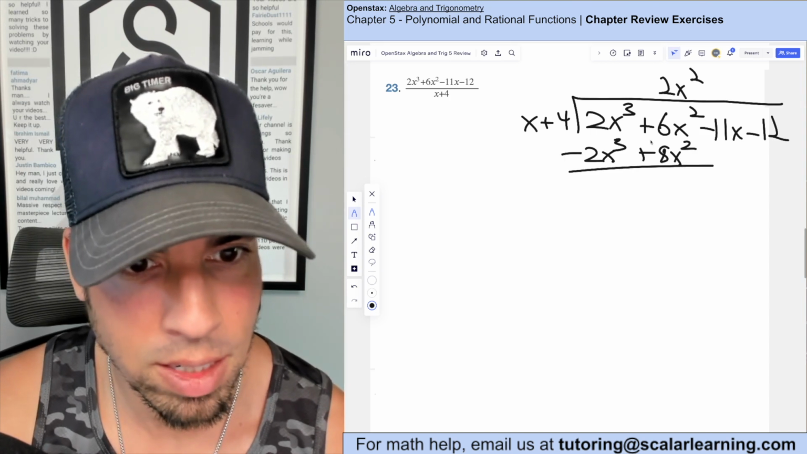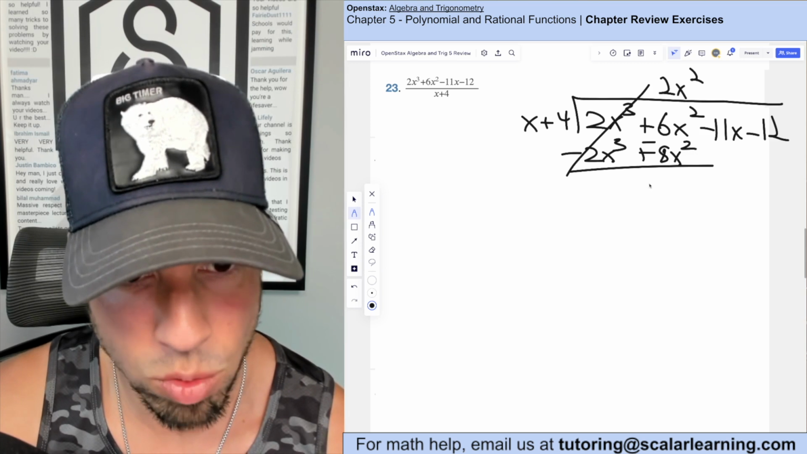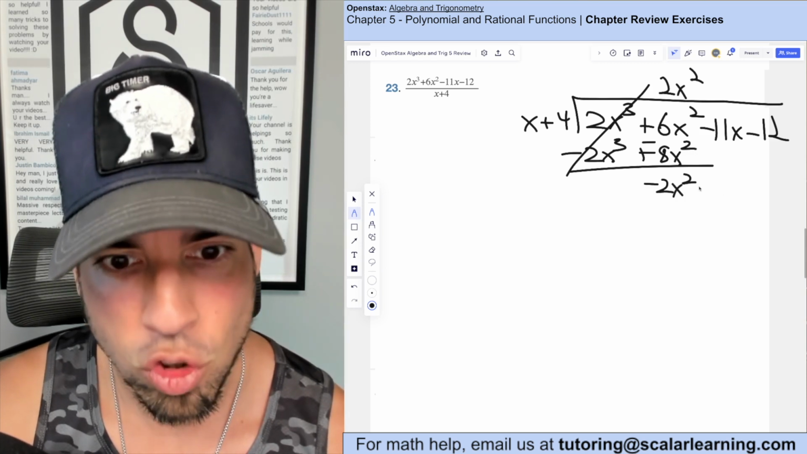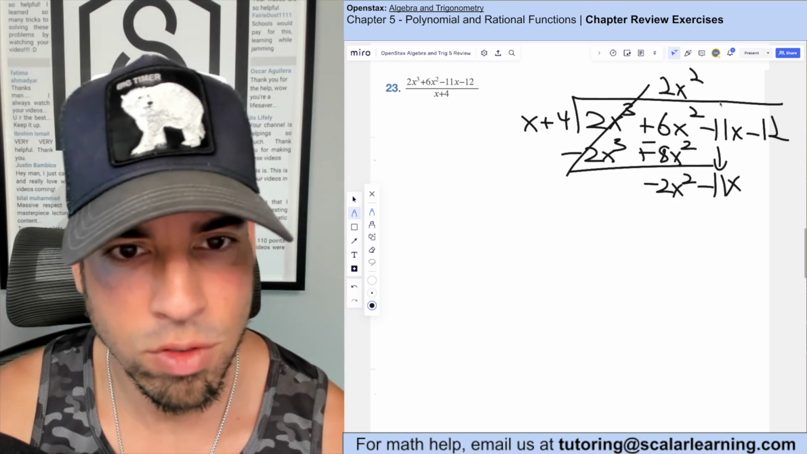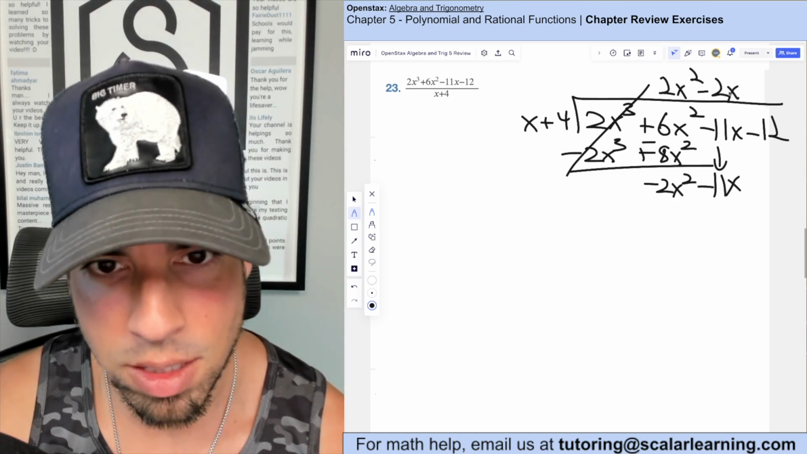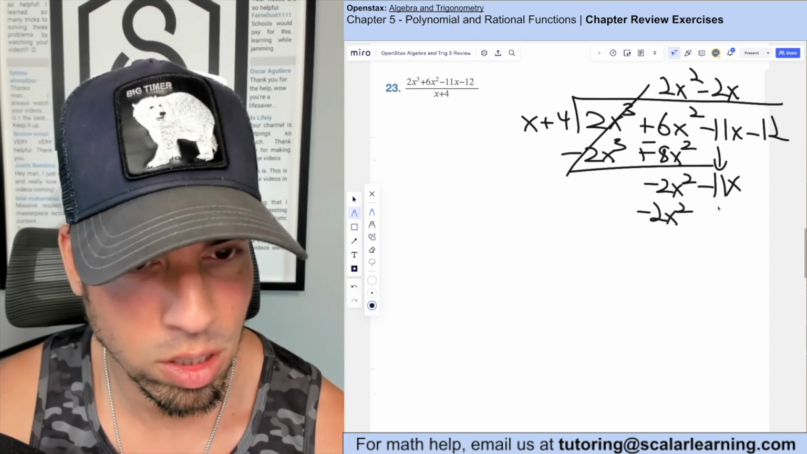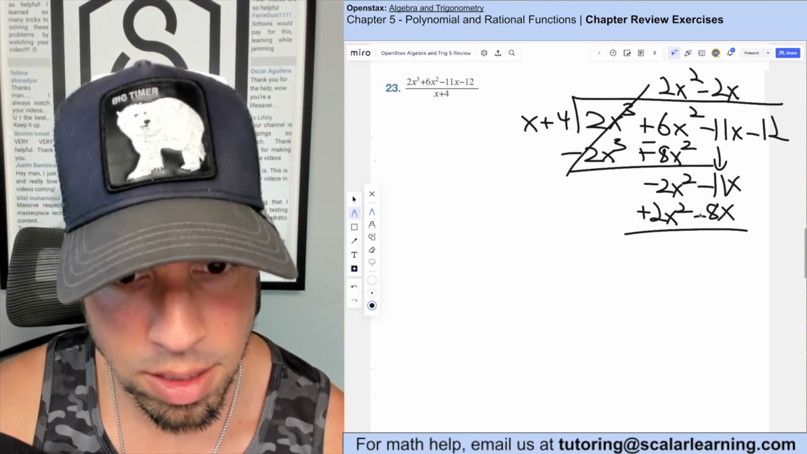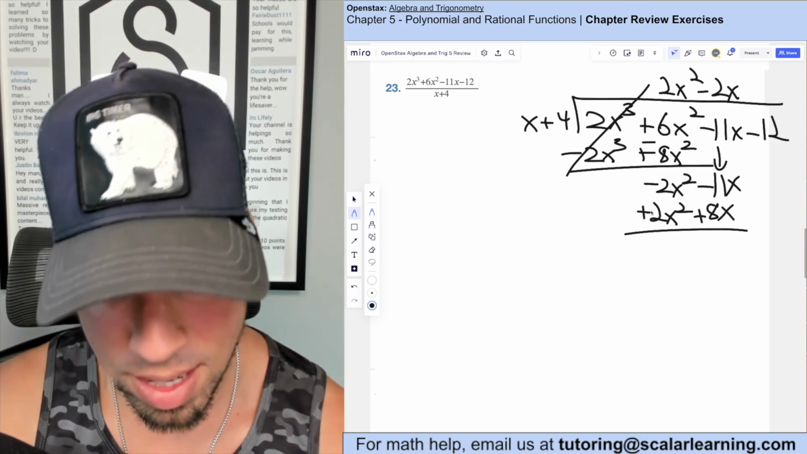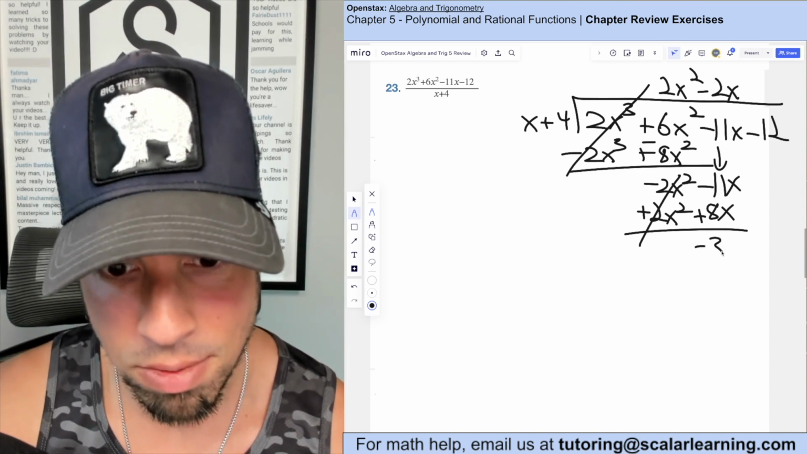Then we negate, negate. These guys cancel out when you add them together. 6x squared plus -8x squared is -2x squared. Drop that -11x like so. X goes into -2x squared, -2x times, because -2x times x is -2x squared. -2x times 4 is -8x. Again, we're going to negate, negate, right? Multiply by -1, then add together. These cancel out. -11x plus 8x is -3x.